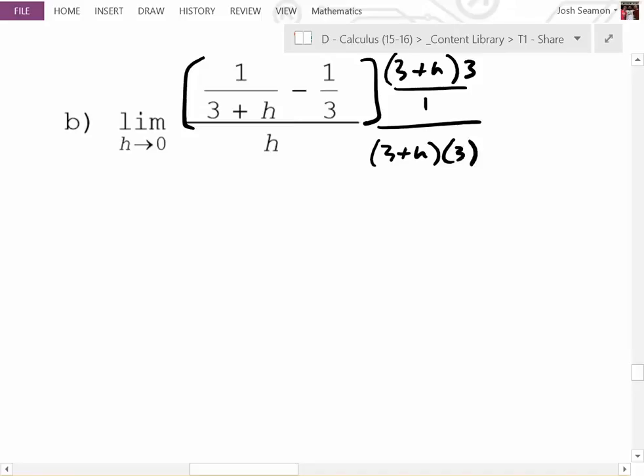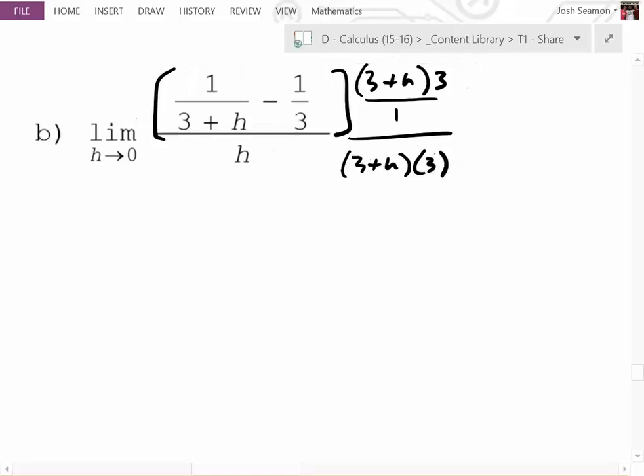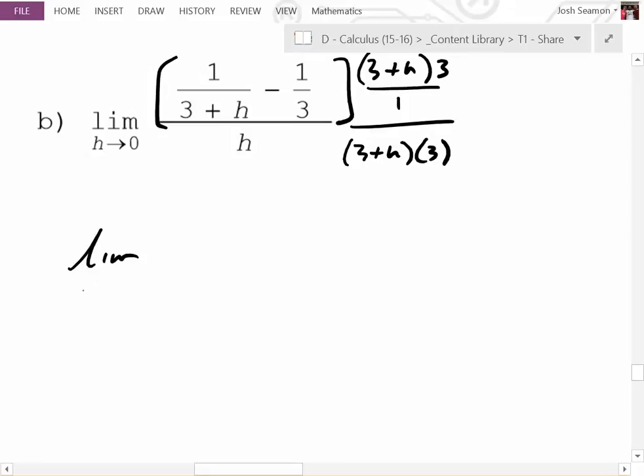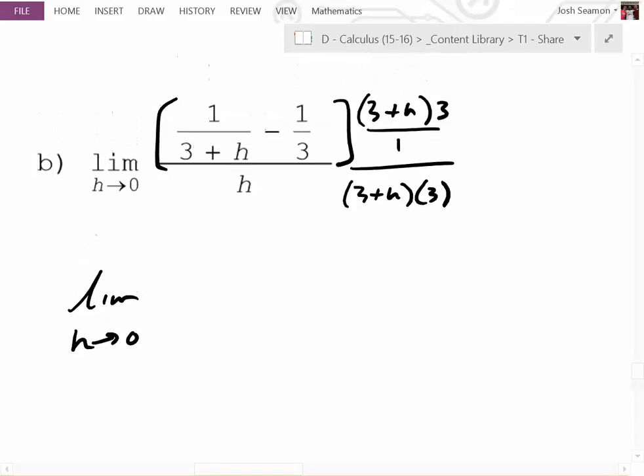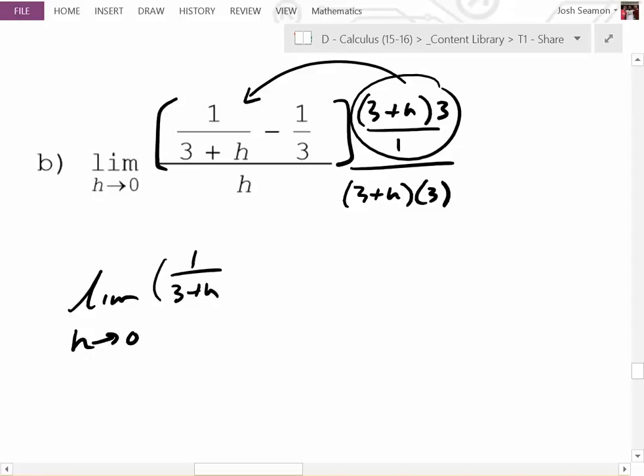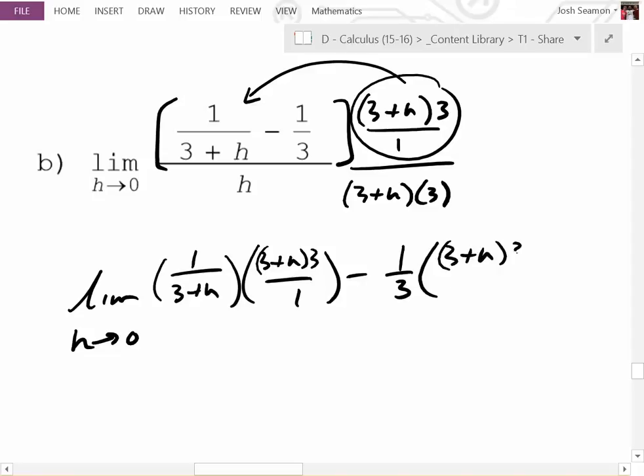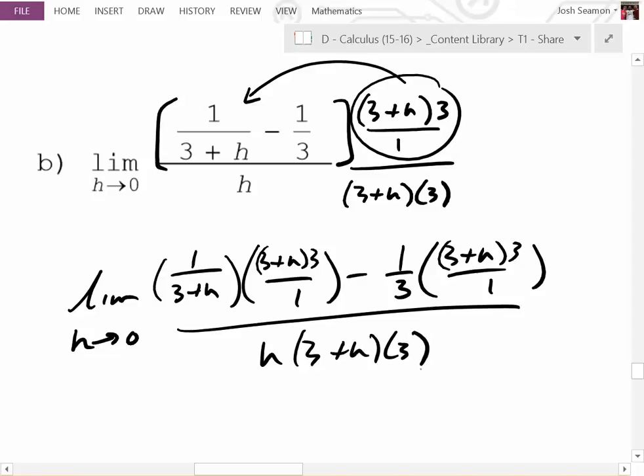Is everybody with me so far? If you multiply the top by something, you have to multiply the bottom by the same thing. What does the top become, limit as h goes to 0, when you multiply this into here? It becomes: 1 over 3 plus h times 3 plus h times 3 over 1 minus 1/3 times 3 plus h times 3 over 1, all over h times 3 plus h times 3. All I've done is I've multiplied it in.